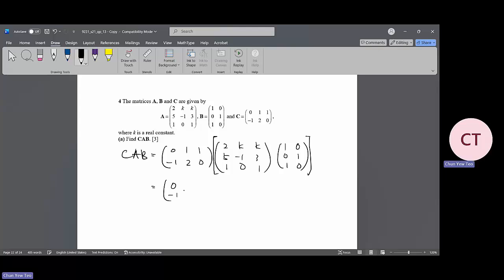Then you can see that it will be like this: 2 + k, 8, and then 2. Then k − 1, 0. Then after that, you multiply with C, and you will get 10, −1, −k + 14, and −k − 2. Done. This will be the answer for number 4a.